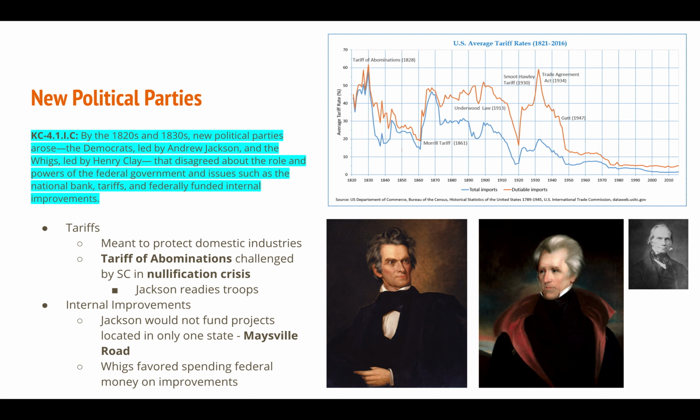The Whigs favored spending federal money on these internal improvements, saying that the transportation and the infrastructure that they provided would help the country grow at a faster rate, and it would help the economy be stronger and more self-sufficient.